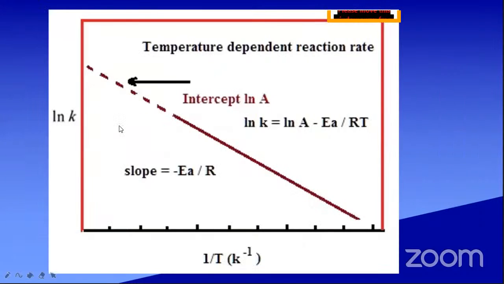See this graph, plotted between ln k versus 1 by T. It has a negative slope. Why? Because ln k equals ln A minus Ea by RT, between rate constant k and temperature T. So the negative slope will come. What is the slope? Minus Ea by R. What is the intercept here? ln A is the intercept.